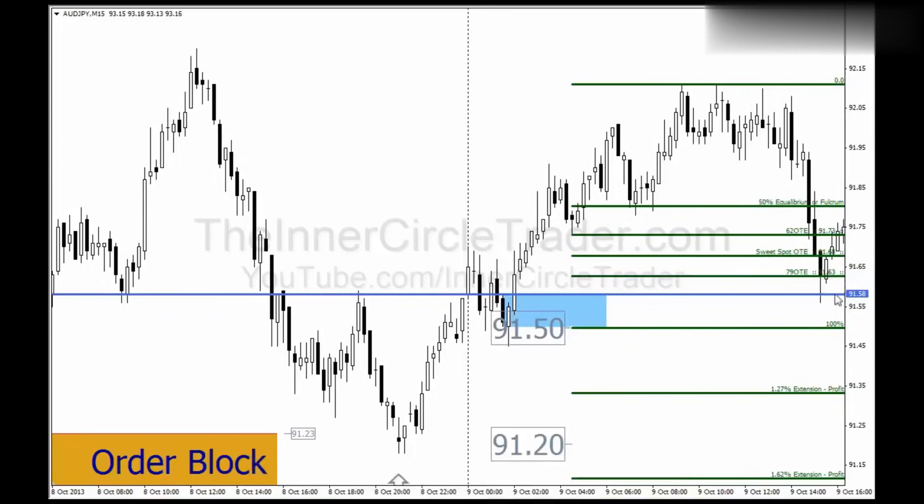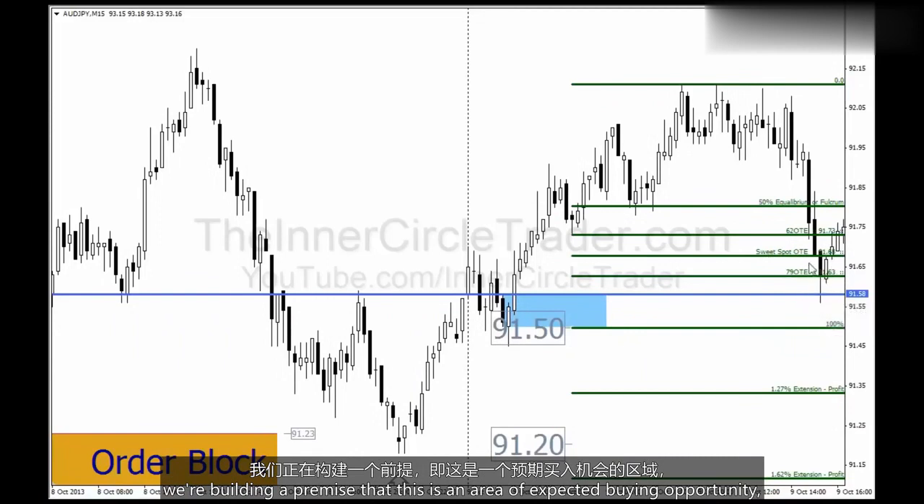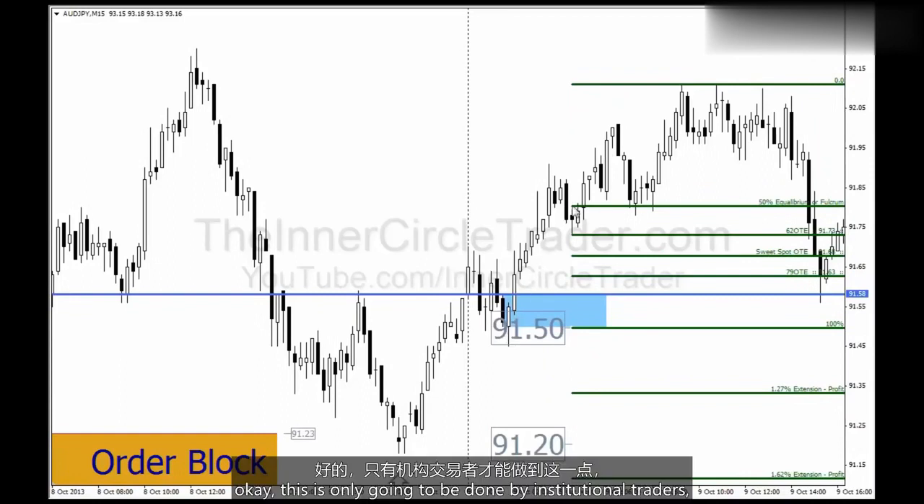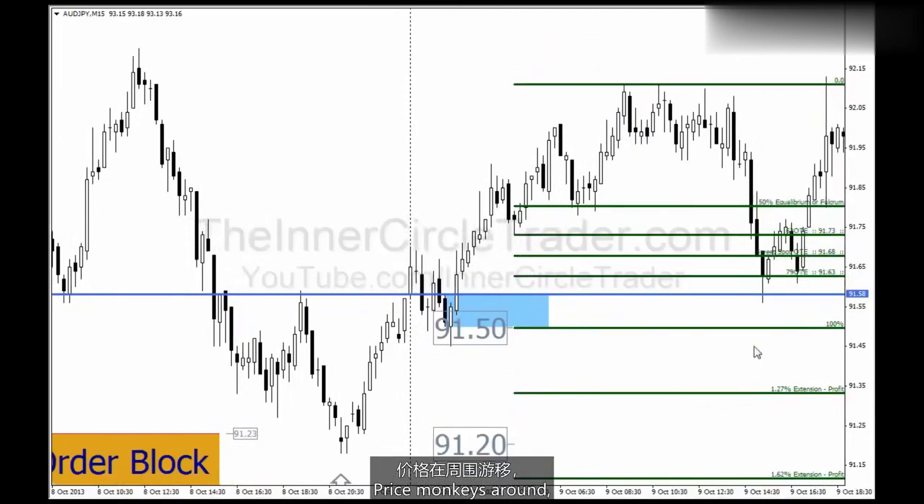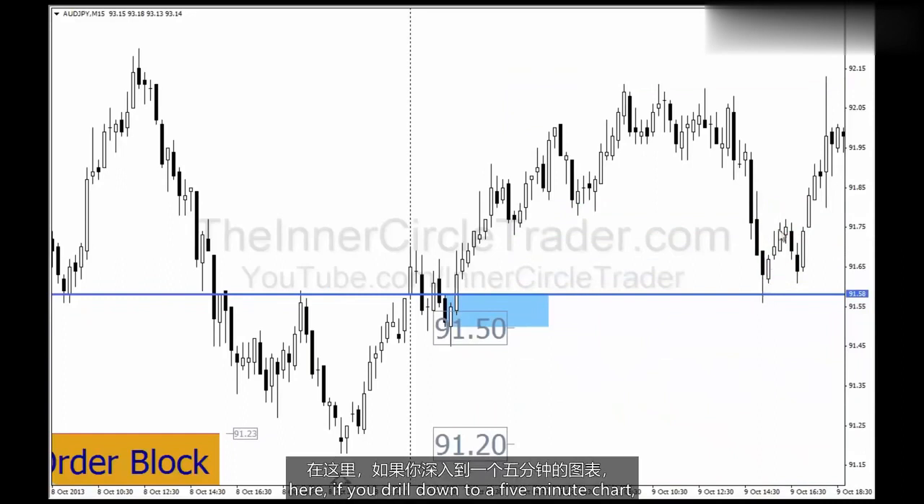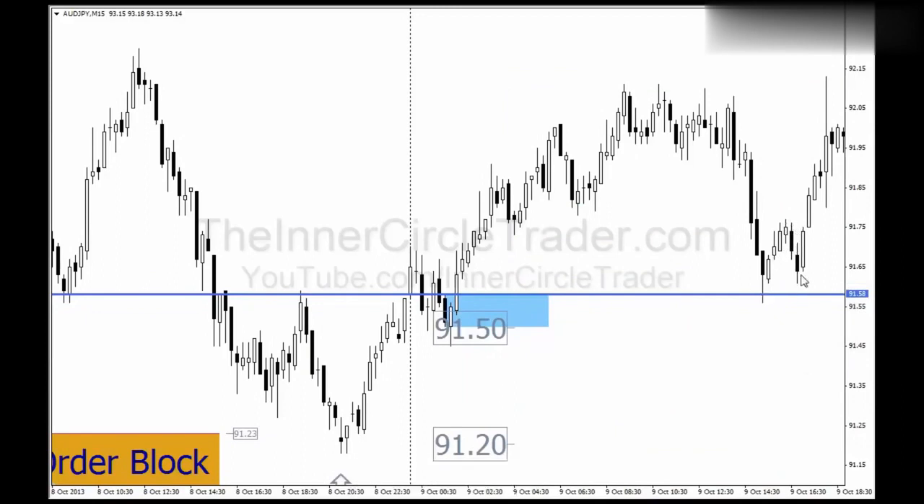But in this case, we're building a premise that this is an area expected buying opportunity with the actual release in price here. Again, public traders don't make price move like this. This is only going to be done by institutional traders, so they're going to drive it up like that. Price monkeys around, and this is a 15-minute time frame, so you can utilize a smaller 5-minute basis. Let's take this off. You can have price bouncing here.